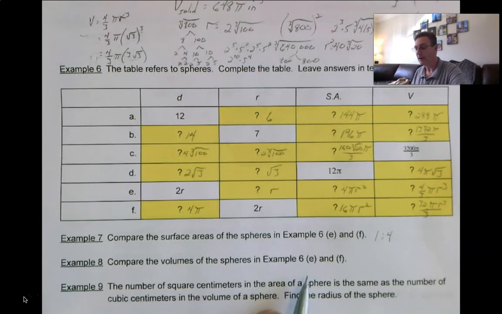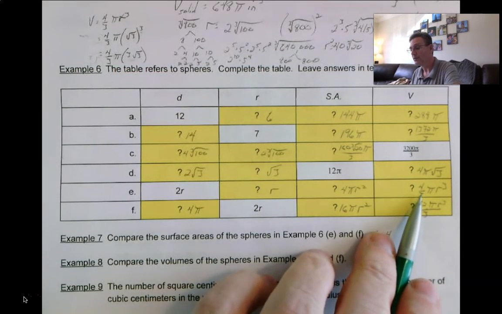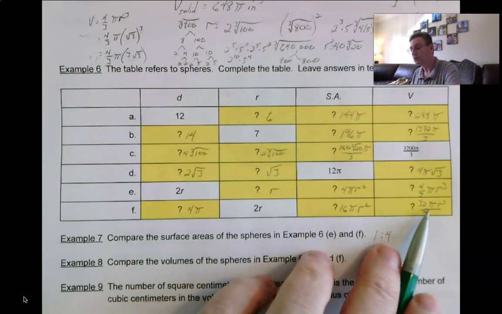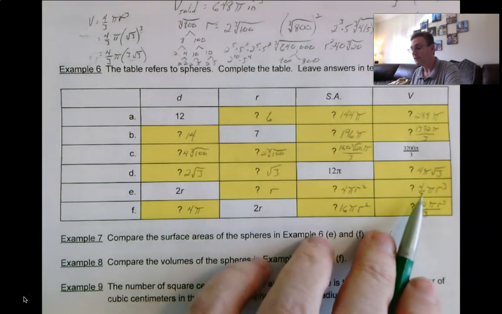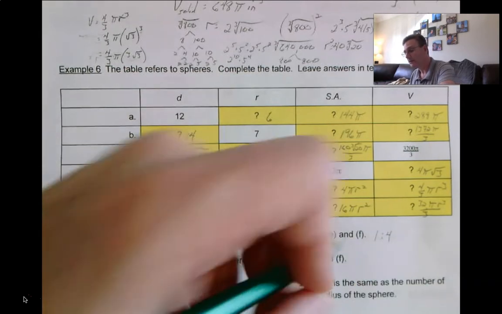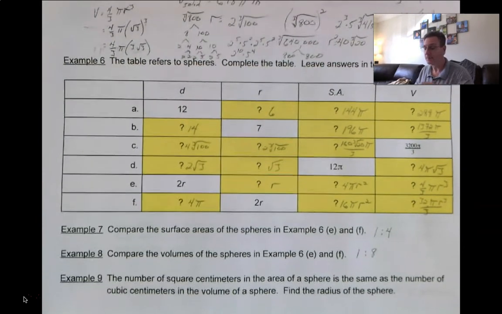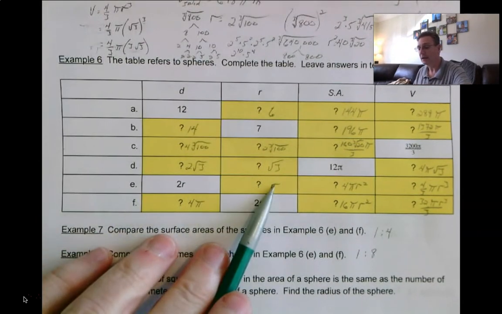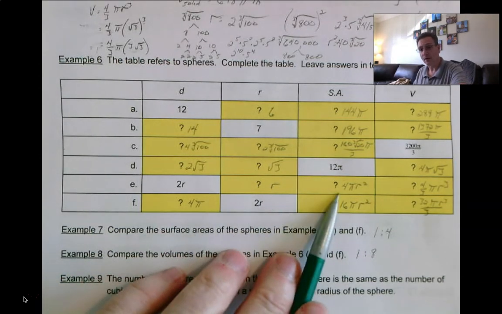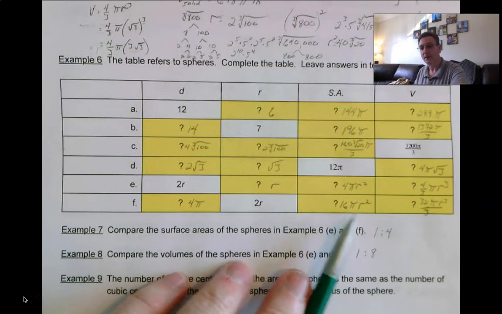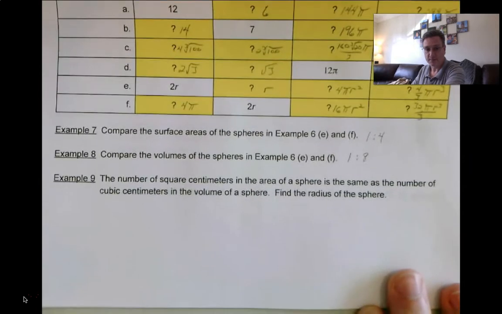Example 8, we want to compare the volumes of E and F. So this is 4 thirds pi r cubed. This is 32 pi r cubed, both over 3. So this is 8 times bigger. So they are in a 1:8 ratio. Again, this makes sense because if the radii are in a 1:2 ratio, square that, you get 1:4. Cube that, you get 1:8. Okay. Example 9.